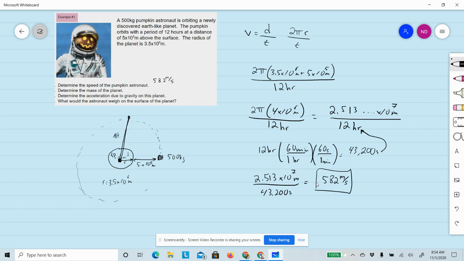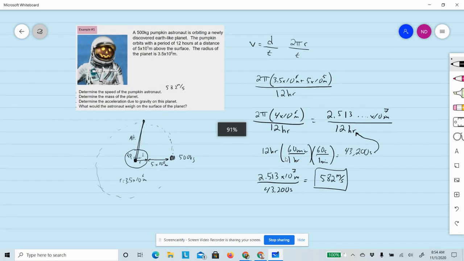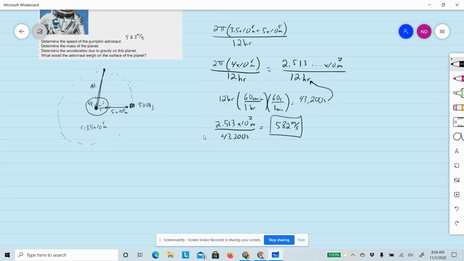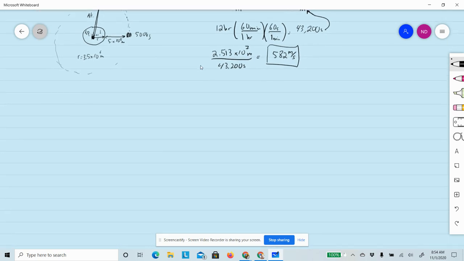Determine the mass of the planet. Okay. Now, the mass of the planet. This guy's going in a circle. Remember, F equals ma. This guy's going in a circle, so this becomes centripetal acceleration. F equals mv squared over r.